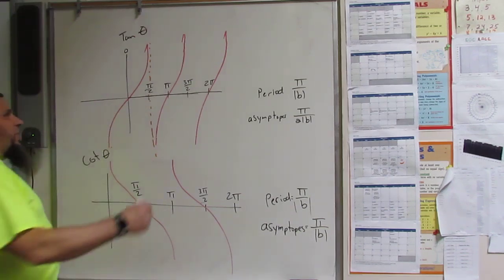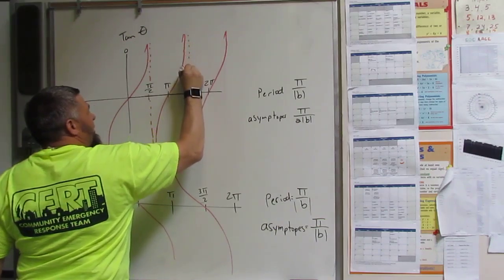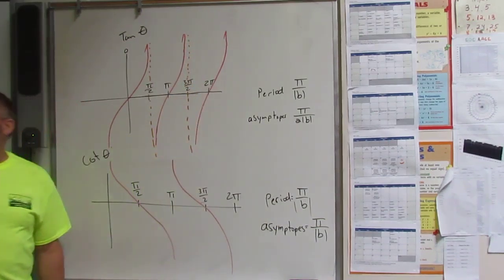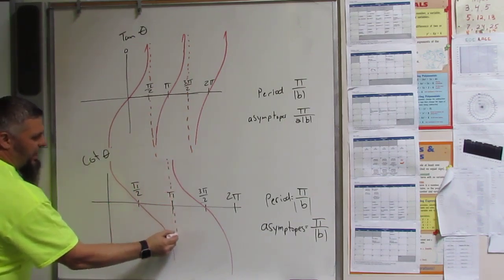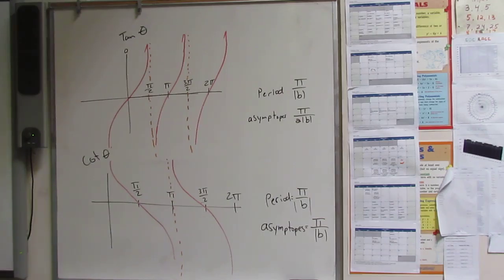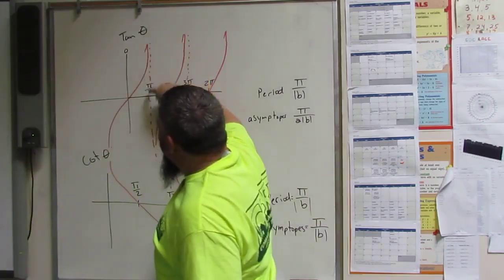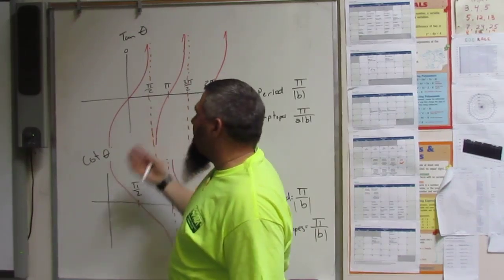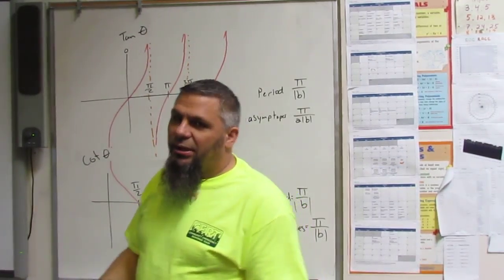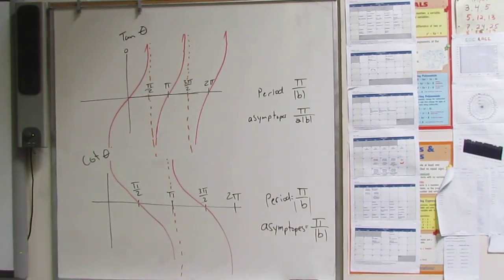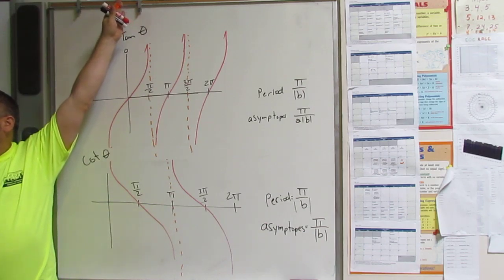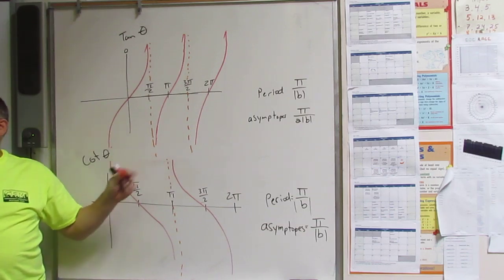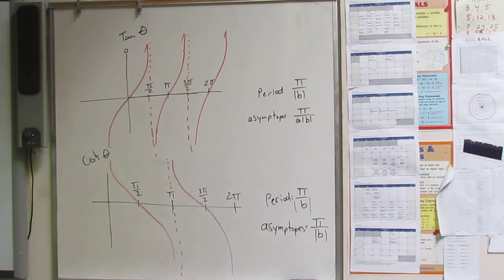So, these asymptotes are where the graph does not reach. Okay? So the graph does not reach. Nothing is on that point. So for here, nothing can hit pi over 2. So tangent of pi over 2 is undefined. It can't be found. Okay? And then it jumps from going to positive infinity to negative infinity once it jumps across that line, that asymptote line.